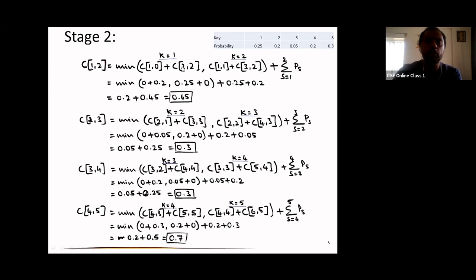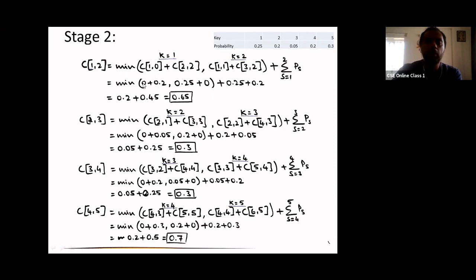K plus 1 is 1 plus 1, 2, comma 2. So we need these two cell values, that is C of 1 comma 0 and C of 2 comma 2. Same way, when k becomes 2, our equation becomes C of i comma k minus 1, that is 1 comma 2 minus 1, that is 1 comma 1, plus C of k plus 1 to j, that is 2 plus 1, that is 3 comma j, j is 2. So we get these two values plus the summation of the probability of keys from 1 to 2.